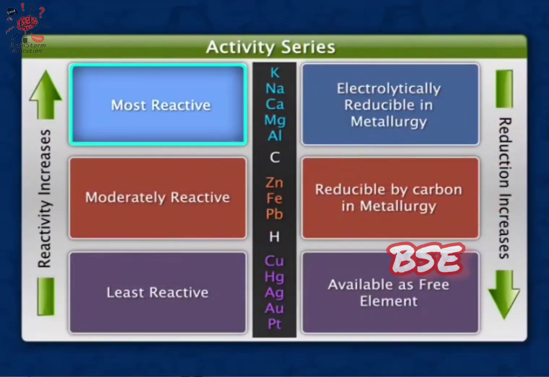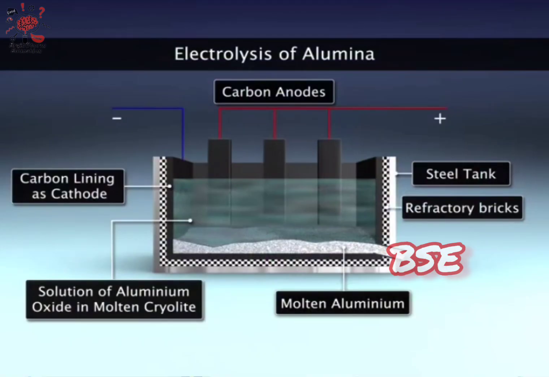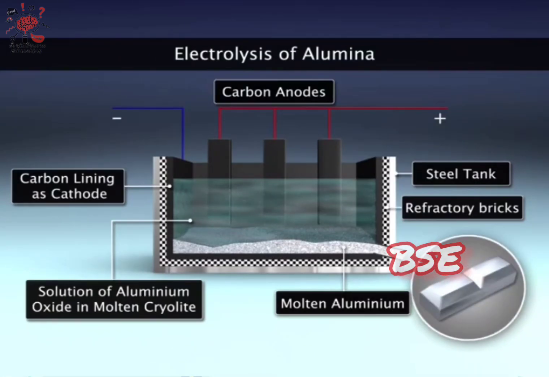Oxides of most reactive metals such as potassium, sodium, calcium, magnesium, and aluminium are difficult to reduce. They are reduced to pure metal by electrolysis in metallurgy. For example, aluminium oxide is reduced to aluminium during electrolysis.